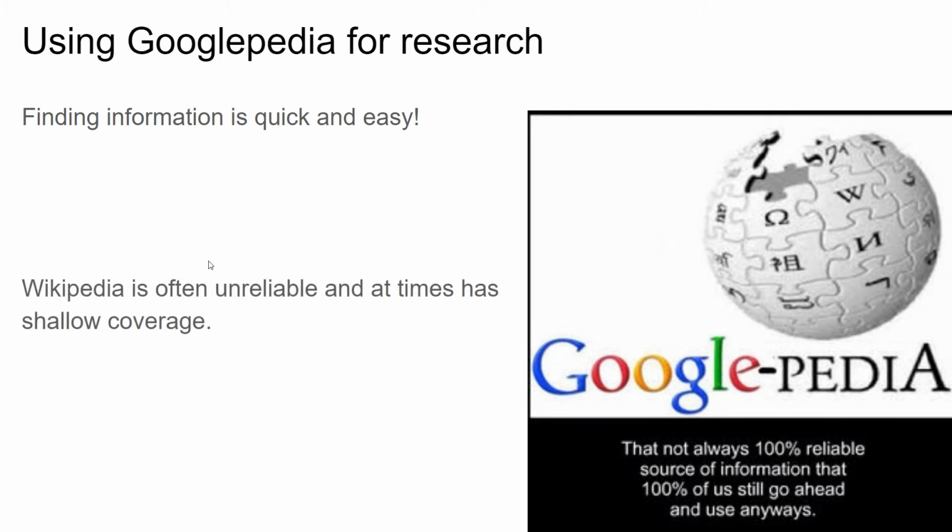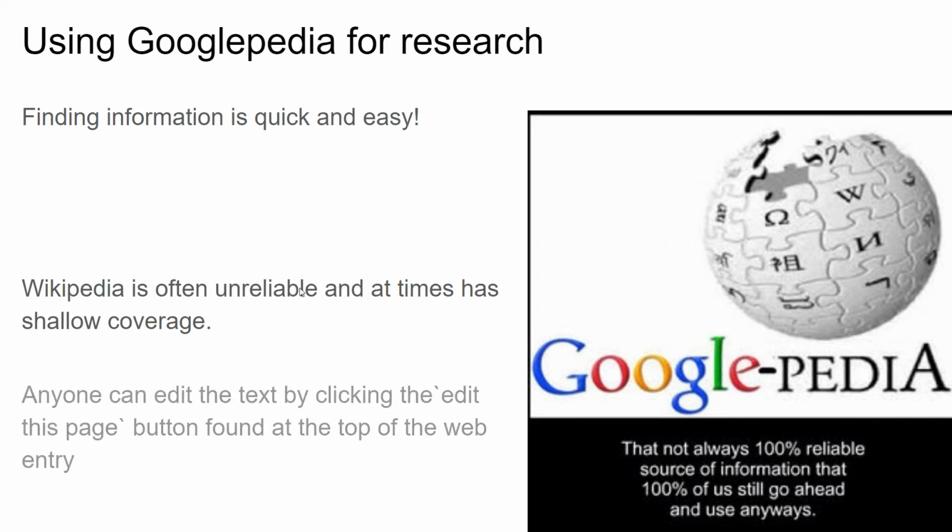Wikipedia is pretty unreliable and has pretty shallow coverage. Anyone can edit the text by clicking the Edit This Page button found at the top of the web entry. And there could be fake quotes. So, because of this, it's not going to pass the CRAP test.